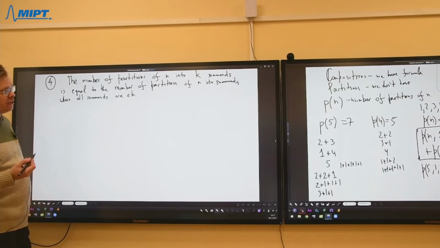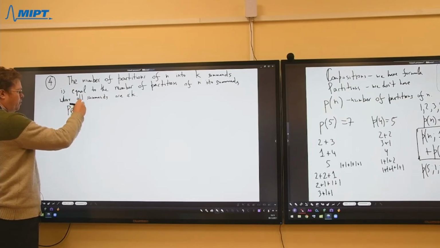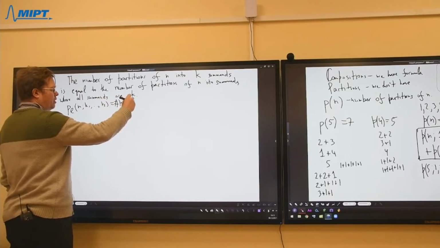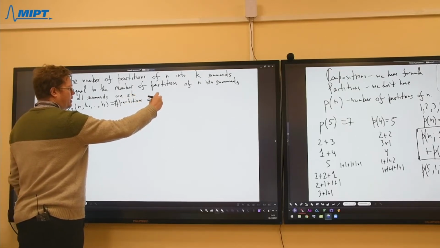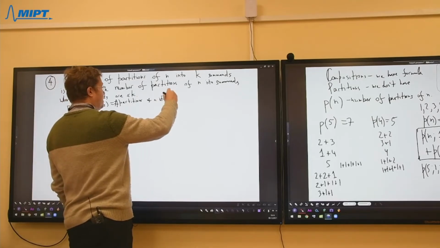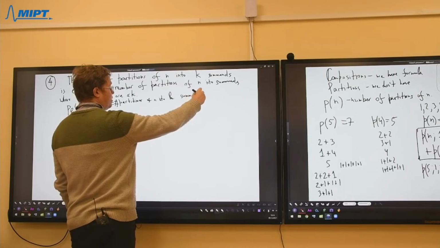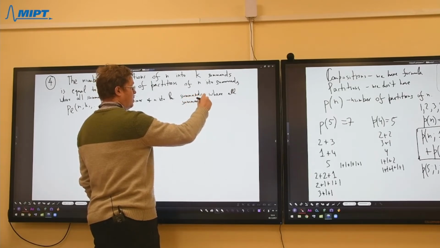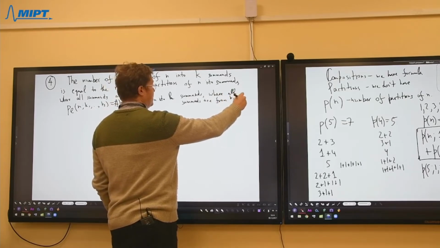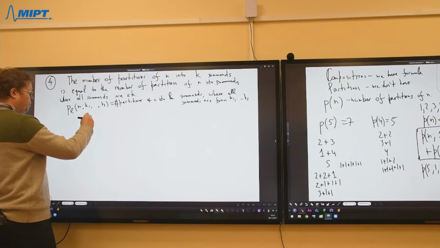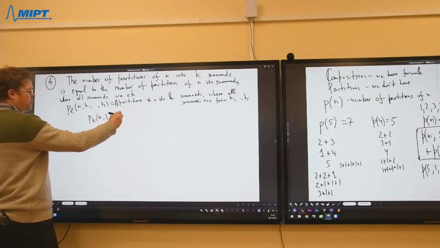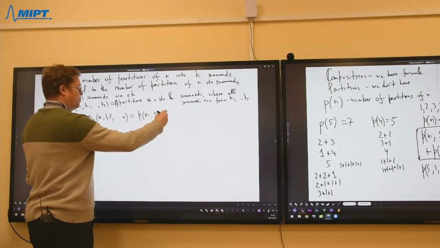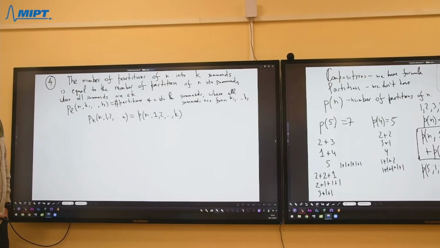If I have an additional denotation, and I write P_L of n, k1, ..., ks as the number of partitions of n into L summands where all summands are from the set k1, etc., ks, then the statement is that P_k of n, where we take all the summands, is equal to P of n, 1, 2, etc., k.